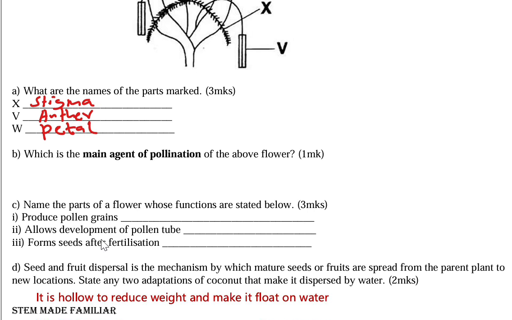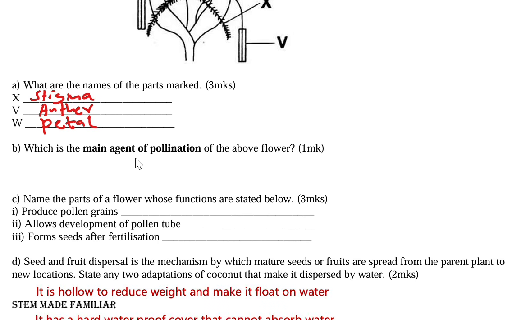We continue to part B. It is the main agent of pollination of the above flower. So the main agent, we know that we have two agents of pollination, can be wind or insect. So this one is for wind. So the main agent is wind.